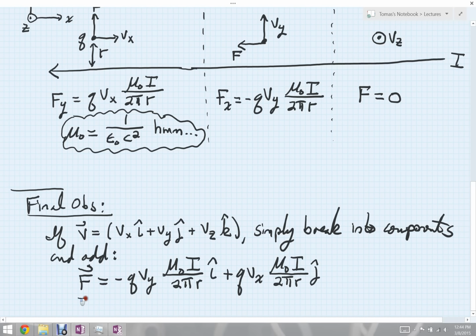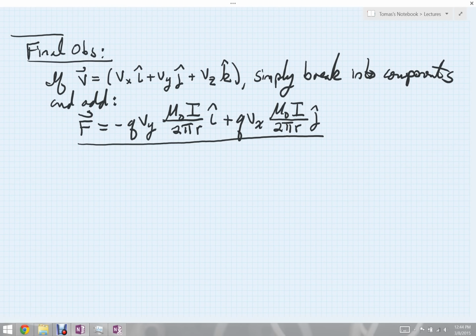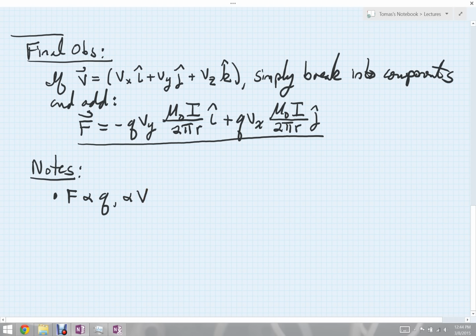Now, with this as my final result for the force on any particle traveling through this point at a distance r from the wire, there are some general observations that I would like to make about the physics of what seems to be going on here. The first thing to notice is that the force is always proportional to the amount of charge that's moving. That makes sense. It's also proportional to the velocities. I think that's pretty clear here.